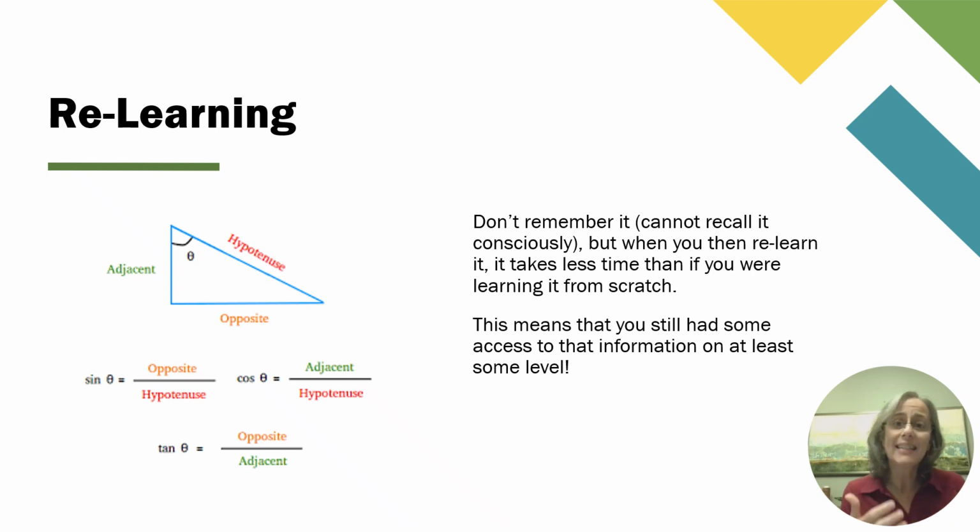So what that means is my brain kept some of it, right? So I wasn't starting from total zero. I wasn't starting from total scratch. So even though I consciously couldn't articulate it, even though I didn't feel like I had any memory of it, some of it was still in there deep, right? So I still had access to some of that information because then I was able to catch on much more quickly.